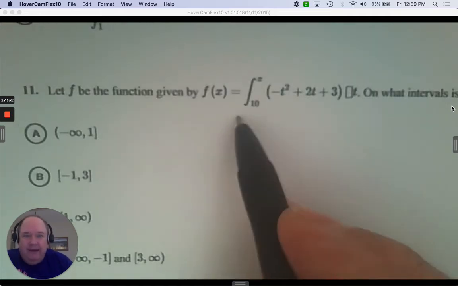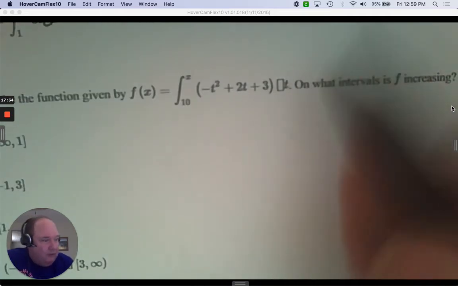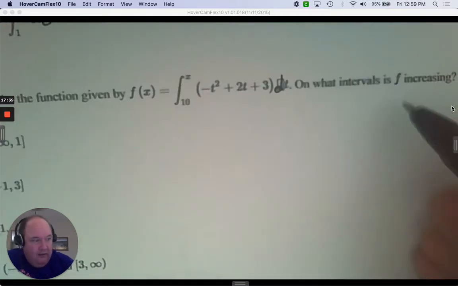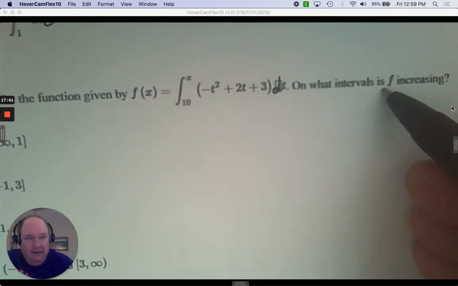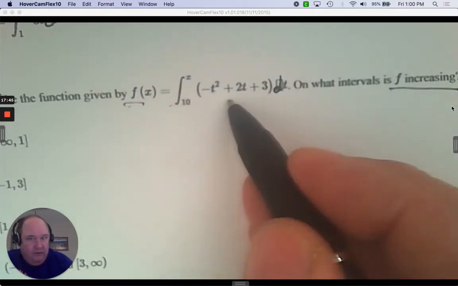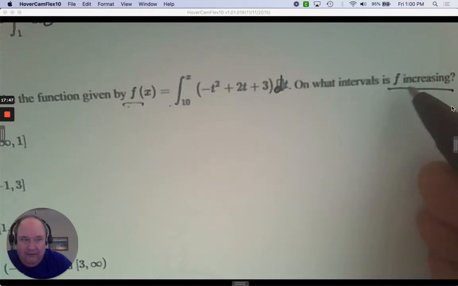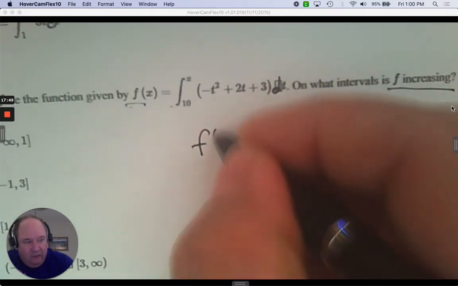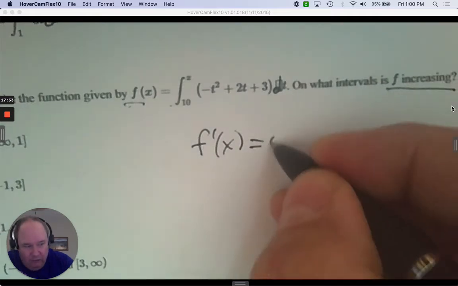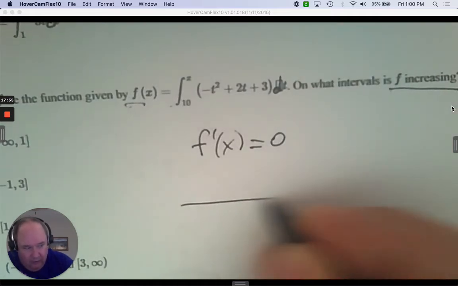Let f be that function. On what interval? Again, the little rectangle that's missing is the letter D. That's all that's missing. On what intervals is f increasing? If you're given a function, even though it's defined as an integral, how do you find if something's increasing? You take the derivative. Then you make it equal to 0 and you draw a number line.